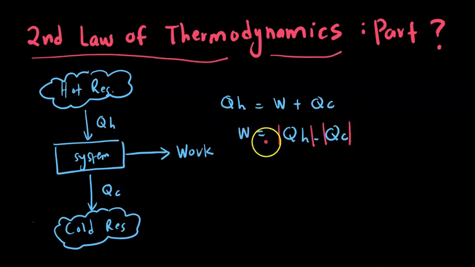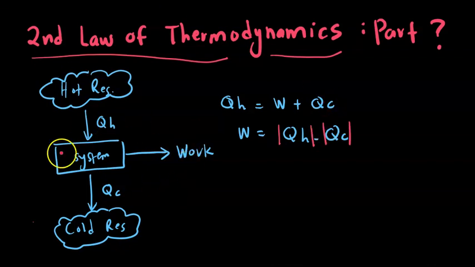Work done by the system equals QH absorbed from the hot reservoir minus the QC expelled to the cold reservoir. You don't have to take into account whether it is absorbed or expelled because of the modulus sign. Just use the minus sign here. Don't have to figure out whether it's absorbed or expelled for the signs.